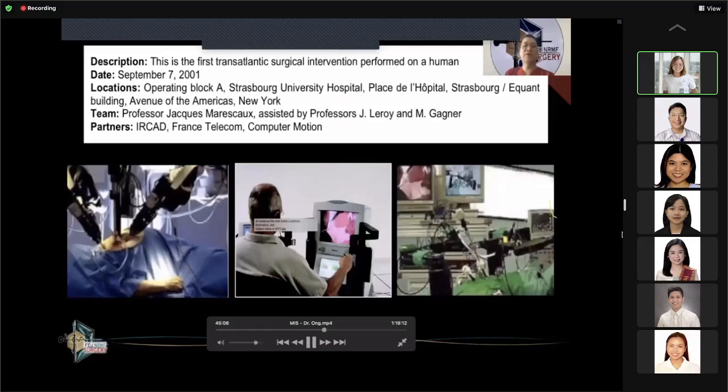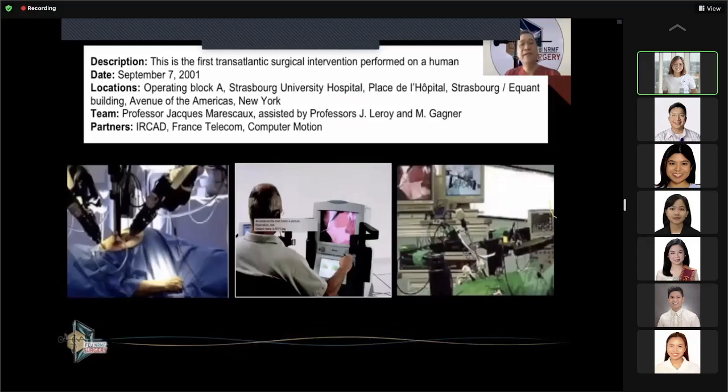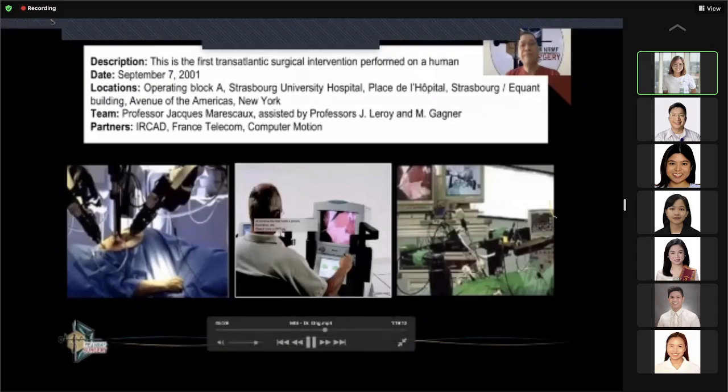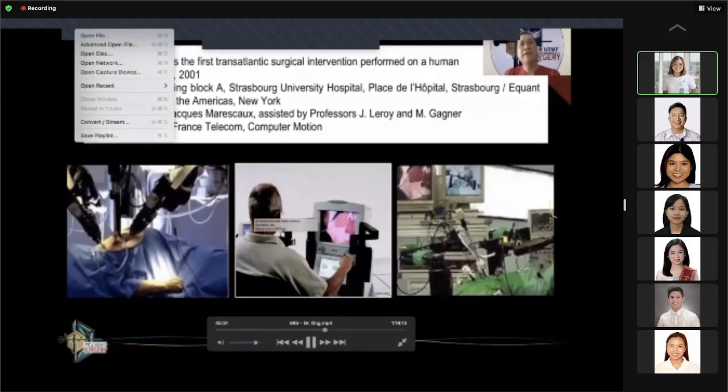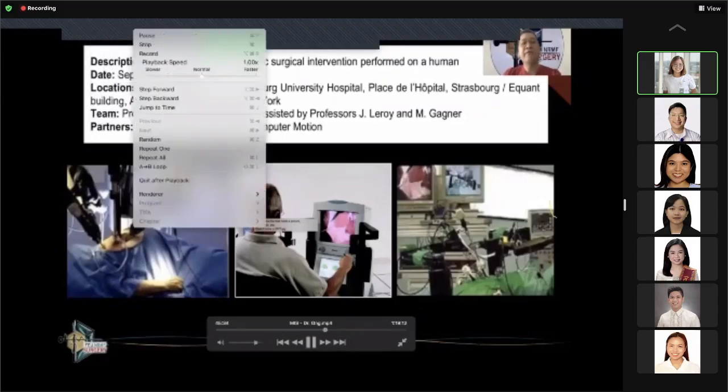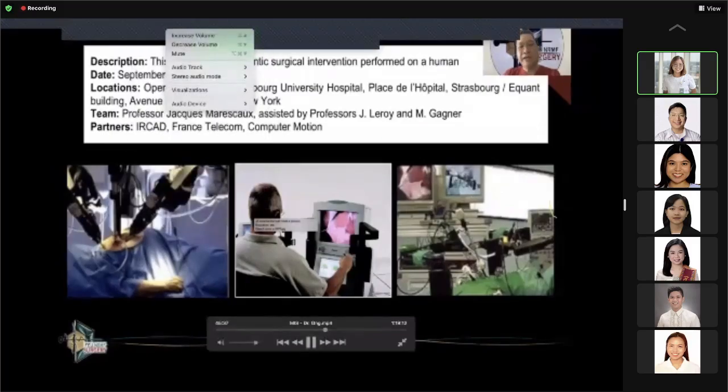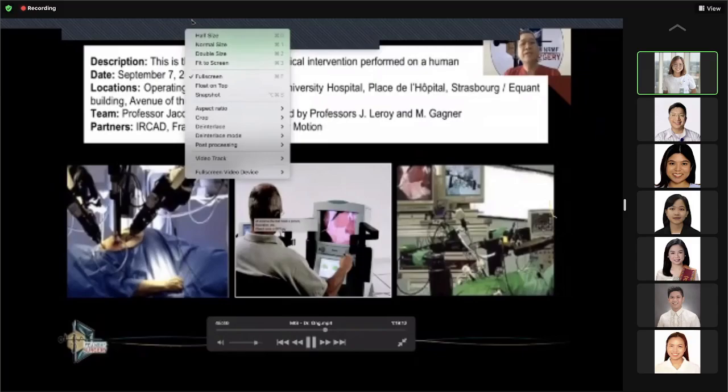Dr. Marescaux, and you can see he's operating with just plain clothes. No need to do scrubbing because you're not directly in contact with the patient. The team that are in the operating room in New York are the ones scrubbed in. So there is a bedside surgeon. So meaning if anything happens or if the patient needs to be opened up, then the bedside surgeon will open the patient. So this procedure was done successfully in 2001, and it is a laparoscopic cholecystectomy.